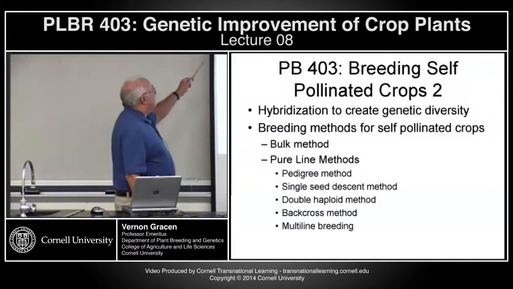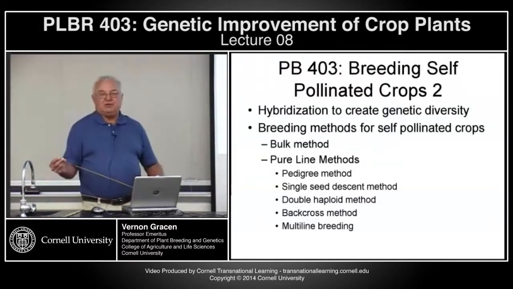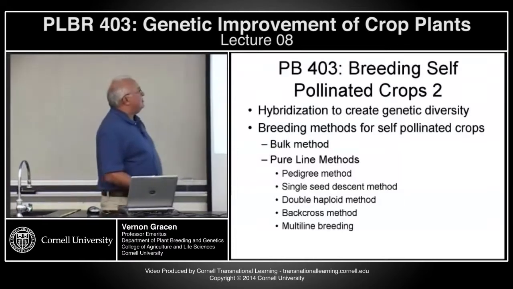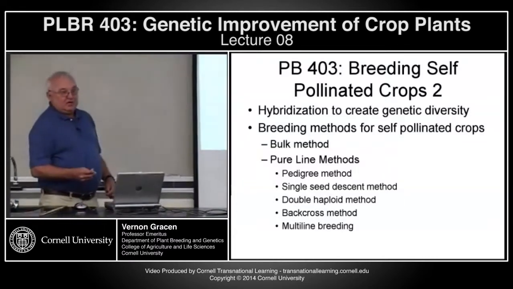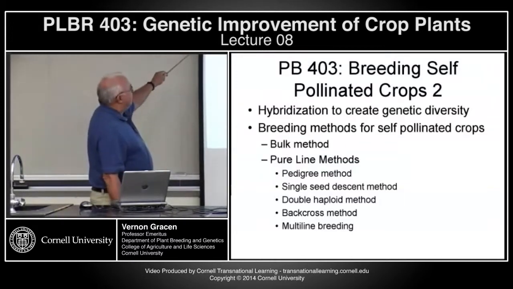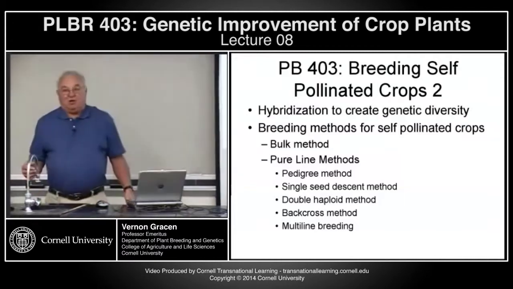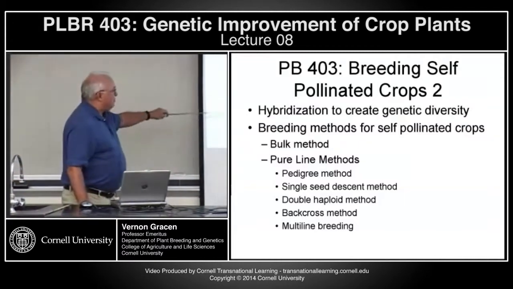And so today in most self-pollinated crop breeding programs, we go through a stage of hybridization to create genetic diversity, and then we get an F2 population that's diverse. And then breeding methods, we can either do a bulk method or any number of pure line methods.